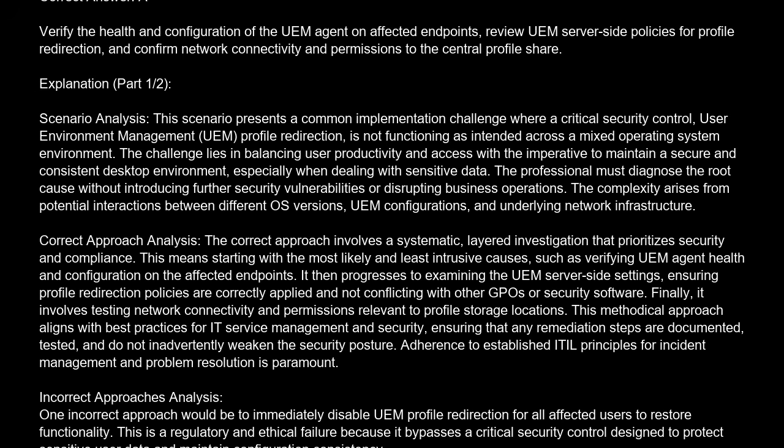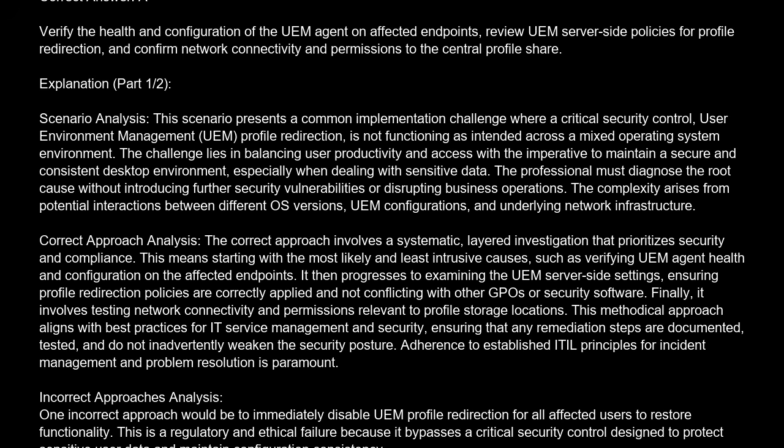This methodical approach aligns with best practices for IT service management and security, ensuring that any remediation steps are documented, tested, and do not inadvertently weaken the security posture. Adherence to established ITIL principles for incident management and problem resolution is paramount.